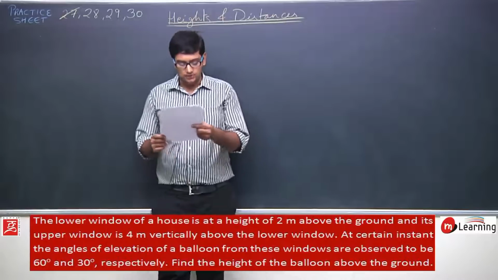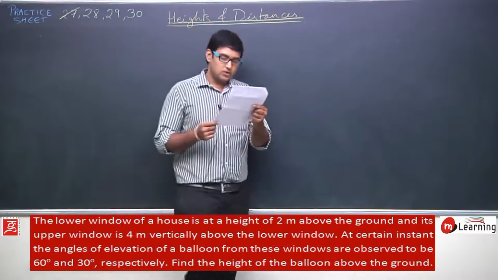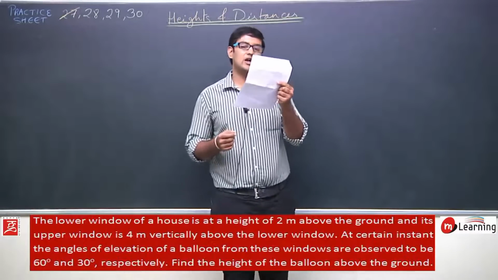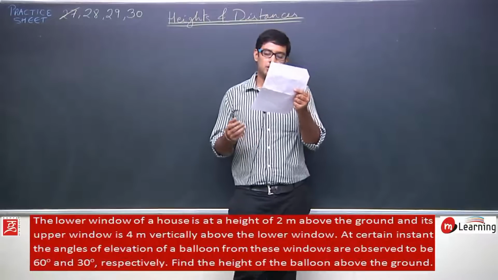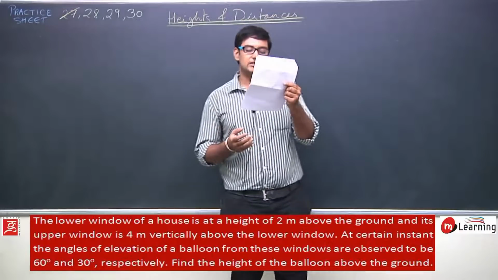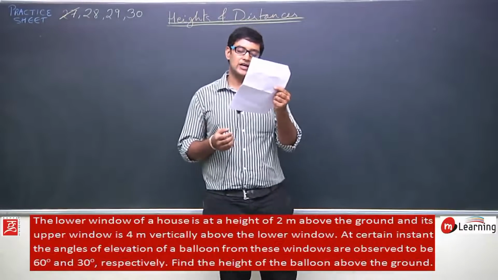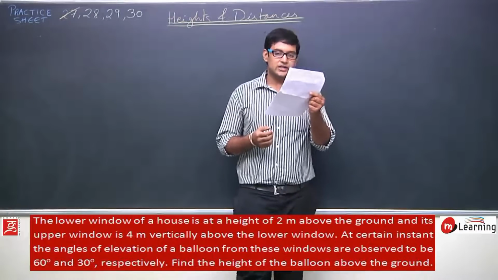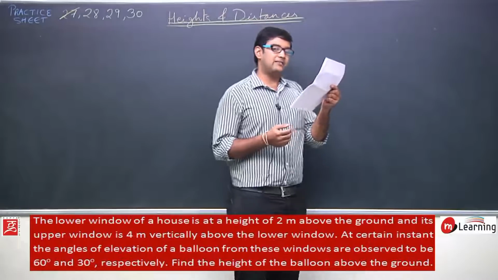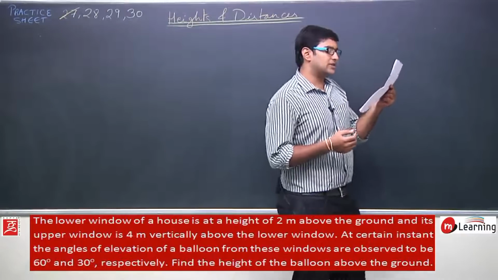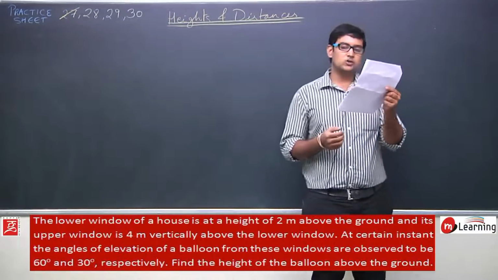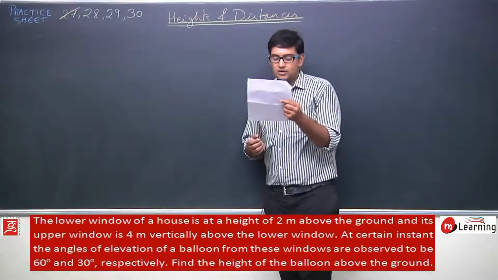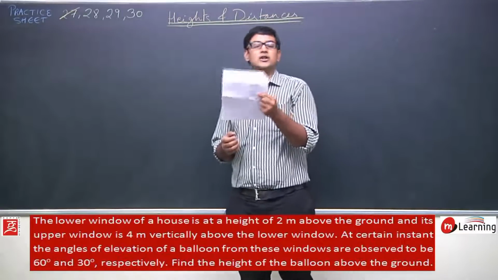Okay, let us now solve question number 28. Question number 28 says the lower window of a house is at a height of 2 meters above the ground and its upper window is 4 meters vertically above the lower window. At a certain instant, the angles of elevation of a balloon from these windows are observed to be 60 degrees and 30 degrees respectively. Find the height of the balloon above the ground.